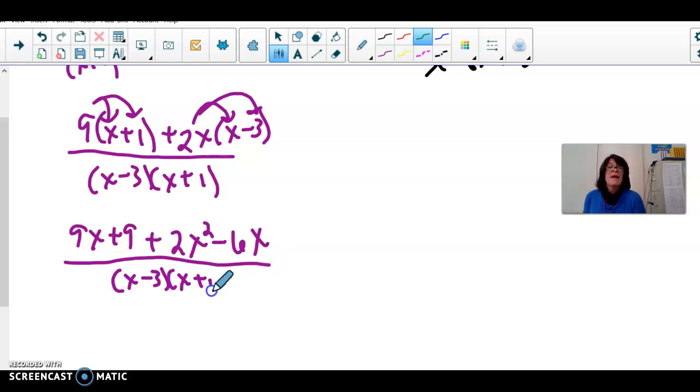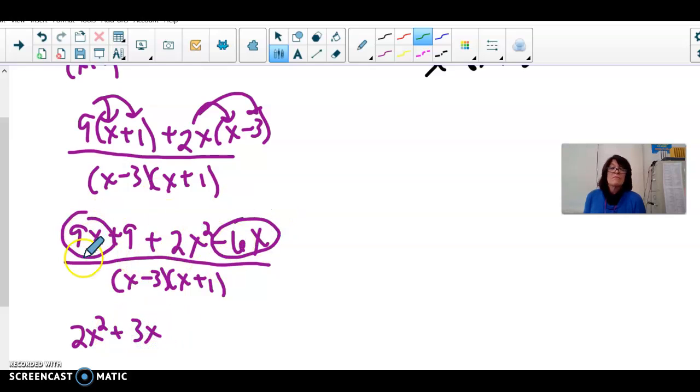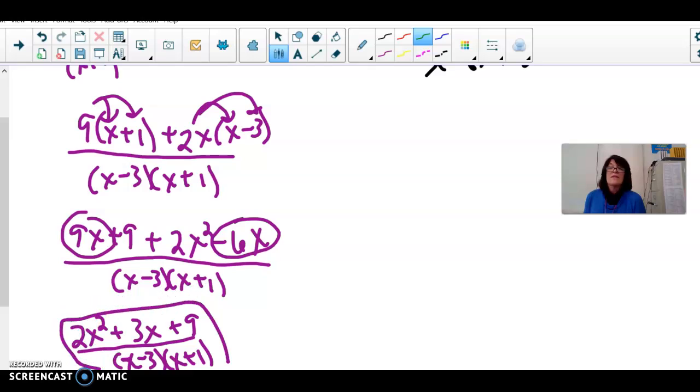Just keep rewriting that. I'm going to combine like terms. I don't have any other x squared, so I'm going to let that alone. But I do have 9x's minus 6x's. That's just 3x. And then I have a plus 9. Again, all over x minus 3 times x plus 1. That's your final answer for number 21.